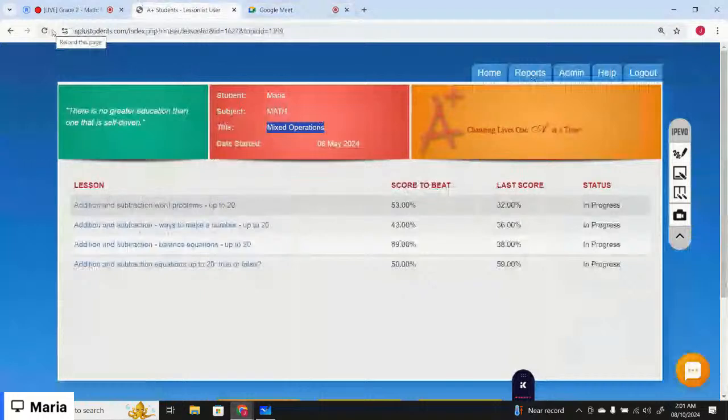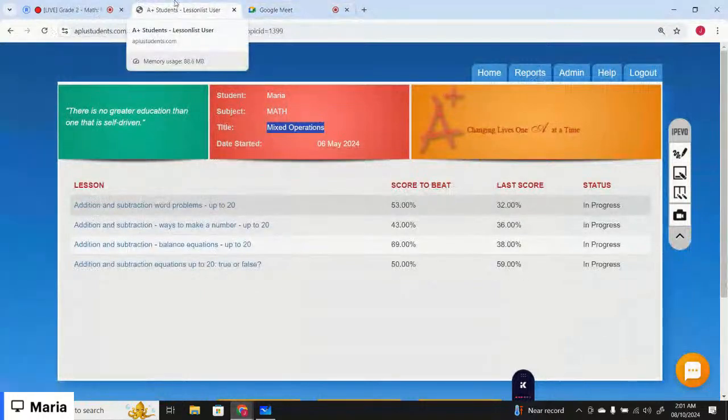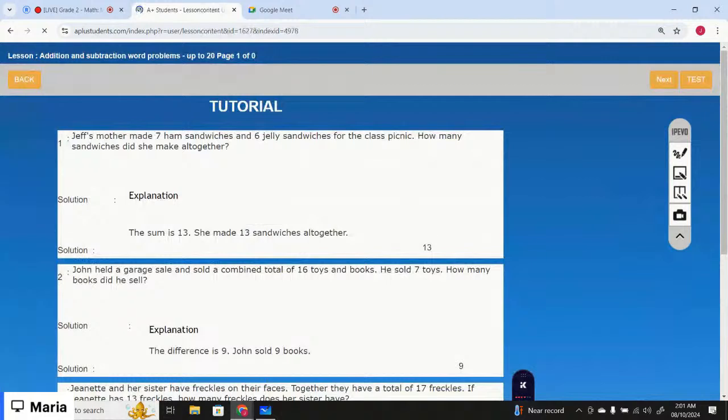So here I am on grade 2 math. The chapter we are on right now is mixed operations. Let's just start with the first lesson, that is addition and subtraction word problems up to 20. Let's just start with the lesson.